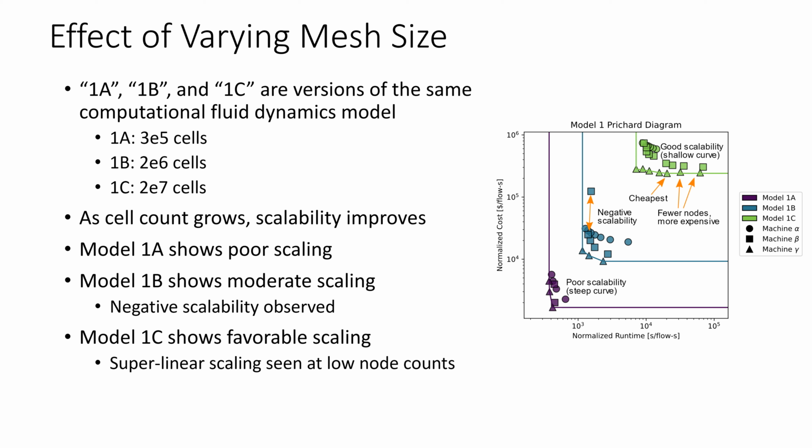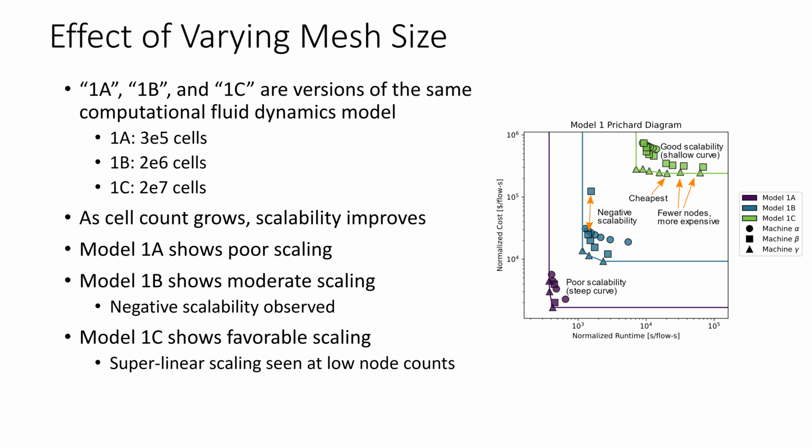You can see here where model 1A is at the bottom left, 1B is in the middle, and 1C is at the top, that as cell count grows, scalability improves. So model 1A, with its very steep Pareto front, shows poor scaling. You really have to throw a lot of money at the problem in order to get a little bit more runtime. In order to move it a little bit to the left, you're going a lot higher vertically. Model 1B shows moderate scalability, so it's fairly diagonal.